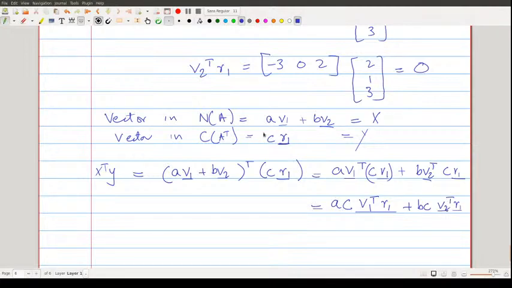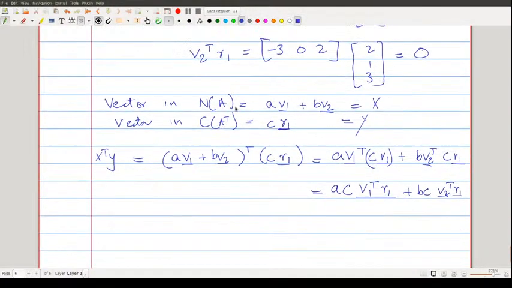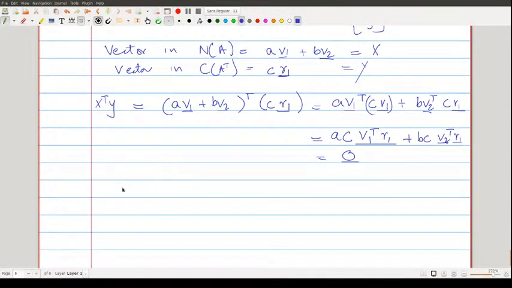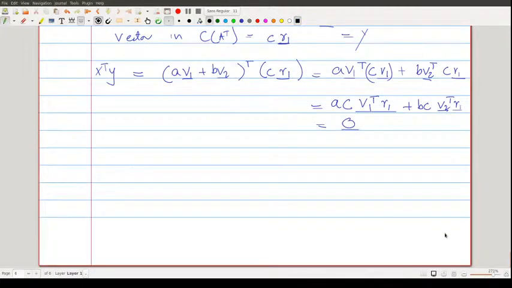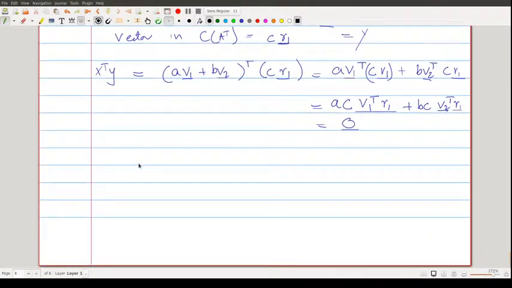And this is something that we've already checked, right? V1 transpose R1 and V2 transpose R1 are just equal to 0, so I get 0. So we've done an example where we've seen that every vector in the row space is orthogonal to every vector in the null space. Let's carry forward the same example and talk about the column space.